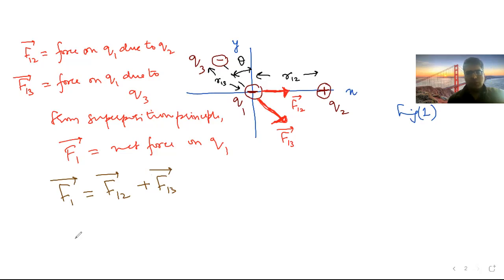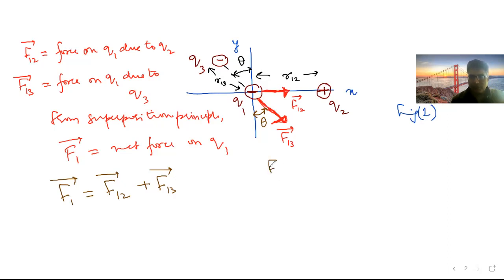So we have to vectorially add F12 and F13 in order to get the net force F1. So how are we going to do that? We have to see the figure and use the given information. You can see if this is angle theta, this is also angle theta, right? They are vertically opposite angles, so they are equal. So we are going to first find the magnitude of F12 and F13.